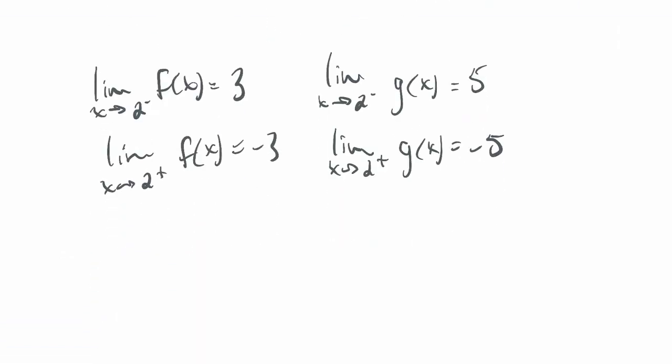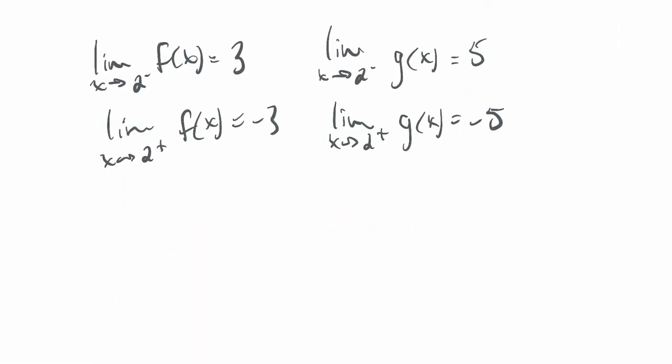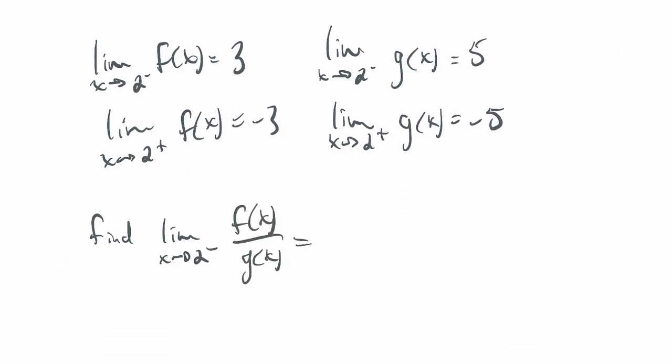I have one more here, and it's not merely a notation error, it's a conceptual error. Let's find the limit as x goes to 2 from the left of f of x over g of x. We can tell that the limit of f is going to be 3. The limit of g is going to be 5. So this is 3/5. But I really ought to say that that's what I'm doing.